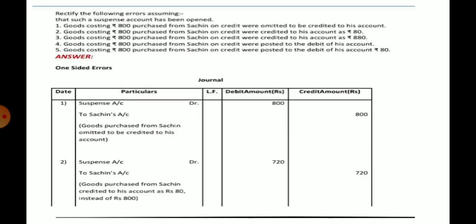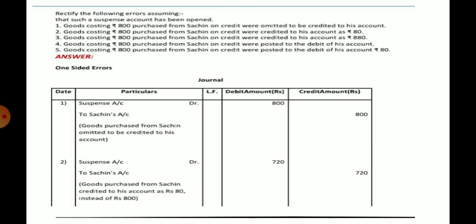So the first question is: rectify the following errors, assuming that a suspense account has been opened. A suspense account is opened when you check the books many times and are unable to spot the error. So for balancing the balance sheet, we open a suspense account, and when, after balancing, you later find the error, you close this suspense account.